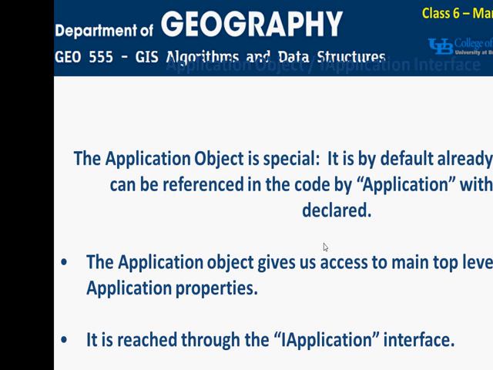The application object is one of these that's special. It's already in use by default, and all you have to do is assign a variable to the keyword application without declaring it. That said, its default interface is iApplication. So if we want to use a different interface with it, then we'd have to declare it using a cast. The application object gives us access to the top level ArcMap application properties.